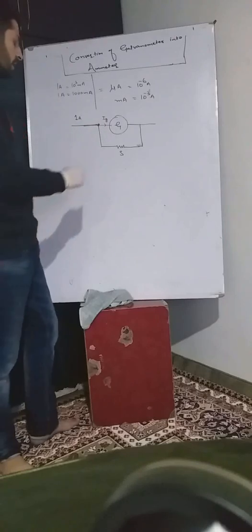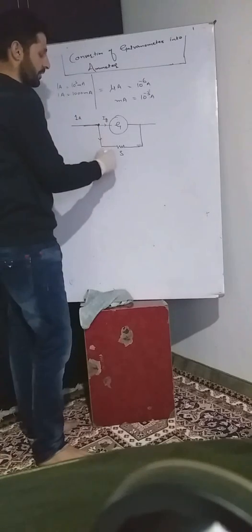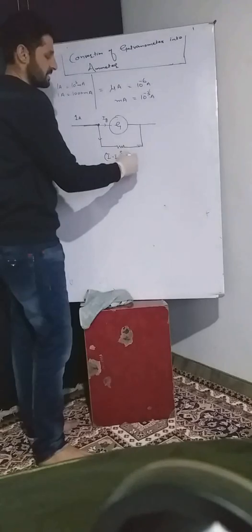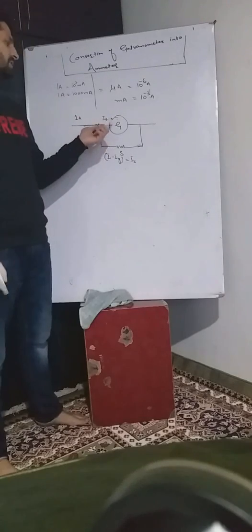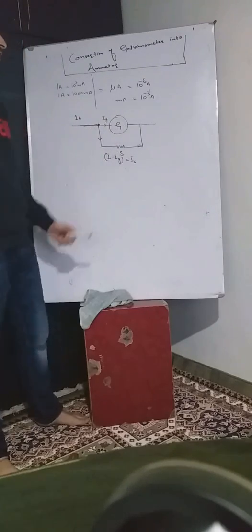And the rest of the current will pass through the shunt. I minus Ig will pass through the shunt. You can write it as IS, that's the shunt current, that's I minus Ig, and this is Ig. Let us suppose this has full scale deflection at 10 milliampere.